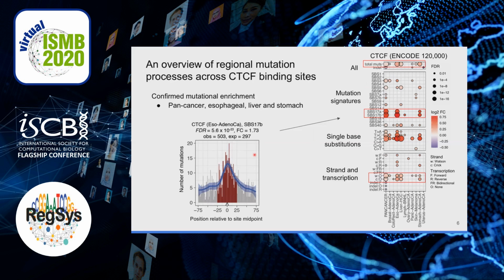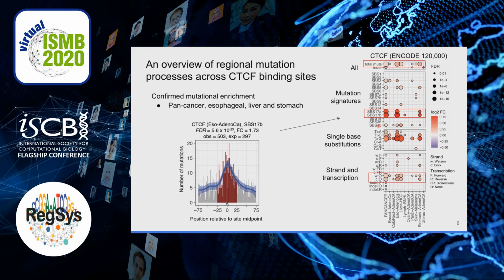And so the figure on the left shows a distribution of SBS17B mutations within CTCF binding sites in esophageal adenocarcinoma. Here, the x-axis is the relative position to the midpoint of CTCF binding sites, and the y-axis is the mutation count. The red bars fall within positions within the sites, whereas the gray bars fall within the flanking regions. And so this clearly visualizes the enrichment of SBS17B mutations within the sites compared to the neighboring regions.